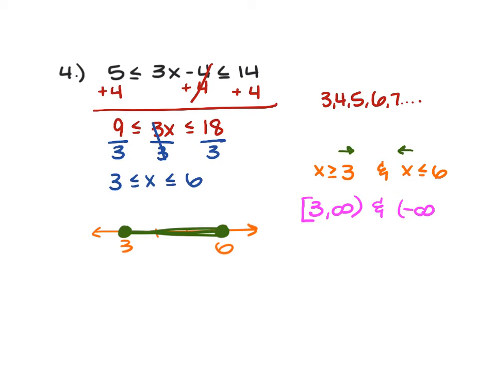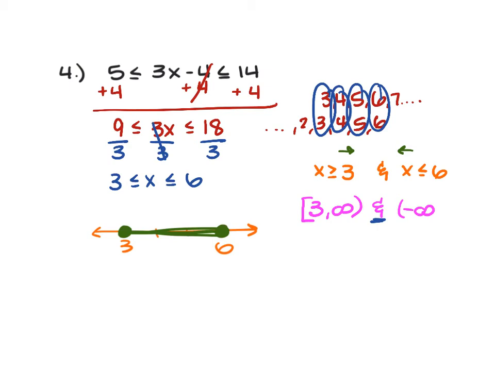For x is less than or equal to 6, that means we have 6, 5, 4, 3, 2, and so on. Because we have an "and" statement here, what are the numbers that are the same for both of these? The 6, the 5, the 4, the 3.